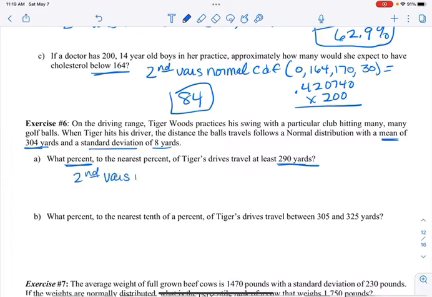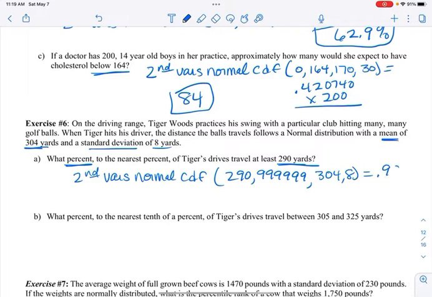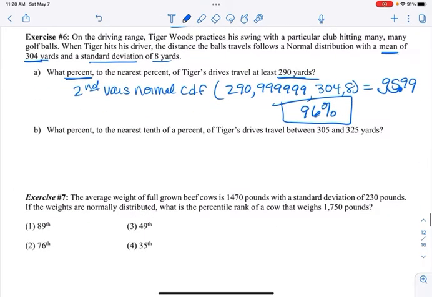So in my calculator, same thing I've been doing in the last lesson and this lesson. 290 is the bottom number. Infinity is the top number, just a bunch of nines is fine. My mean is 304. My standard deviation is 8. And that gives me 0.9599. I move my decimal over 2 places, so that's actually 96%, because to the nearest percent, I don't want a decimal.